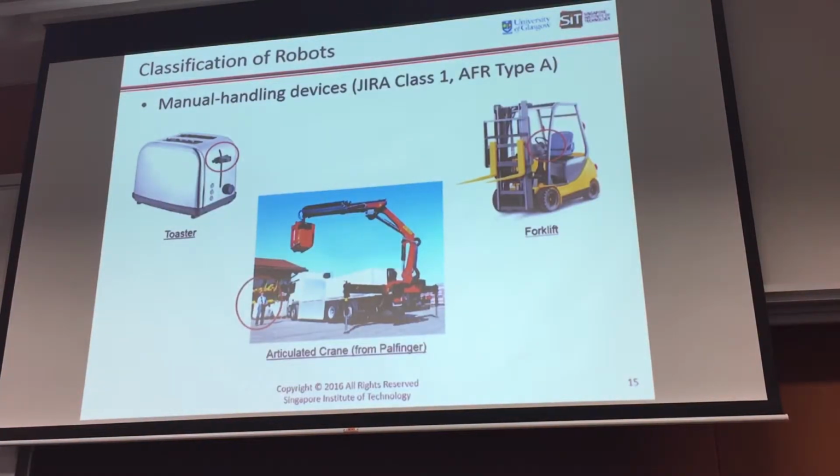Okay, some examples of manual handling devices. Manual handling means the human is there to do some form of control. He's the main operator of the device. Things like a forklift, a crane. Okay, toaster as well. What is the robot? Okay, here, robot. Why is the toaster in there all of a sudden?